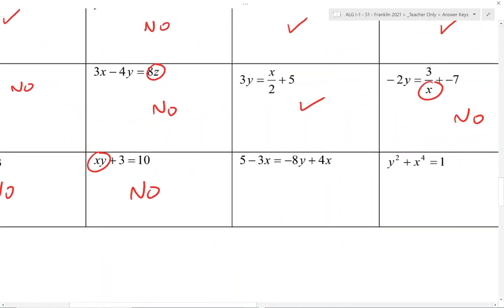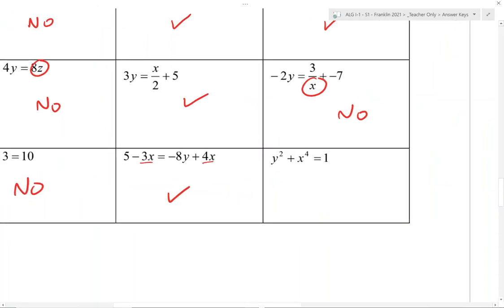5 minus 3x equals -8y plus 4x. Even though there are two x's here, when you combine them, that's fine. So they will go together eventually. So when we say only two variables, it means two distinct letters, but there can be more than one term for each one. And then here we got two things keeping it from being linear. Y squared, x to the 4th. No. The biggest exponent allowed is 1.